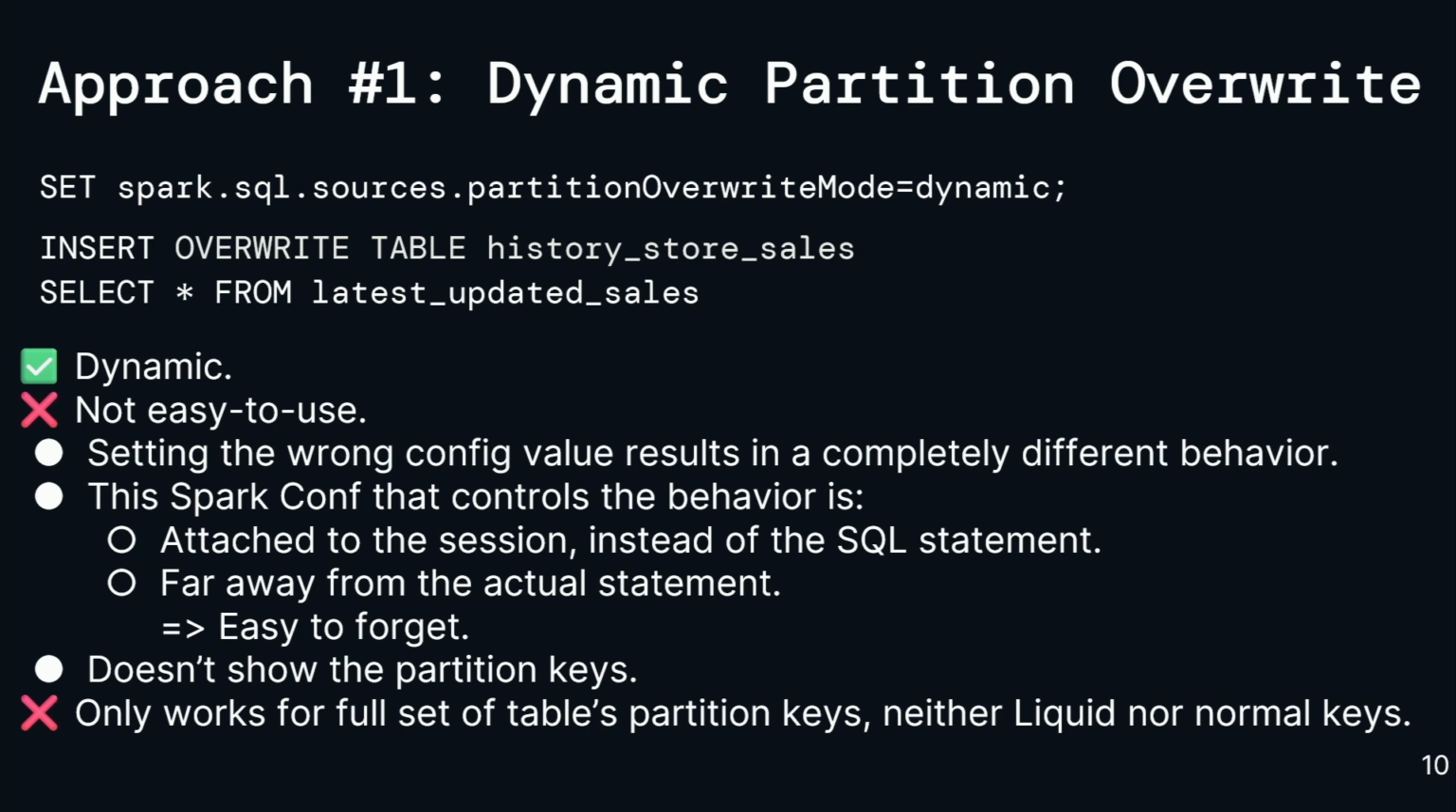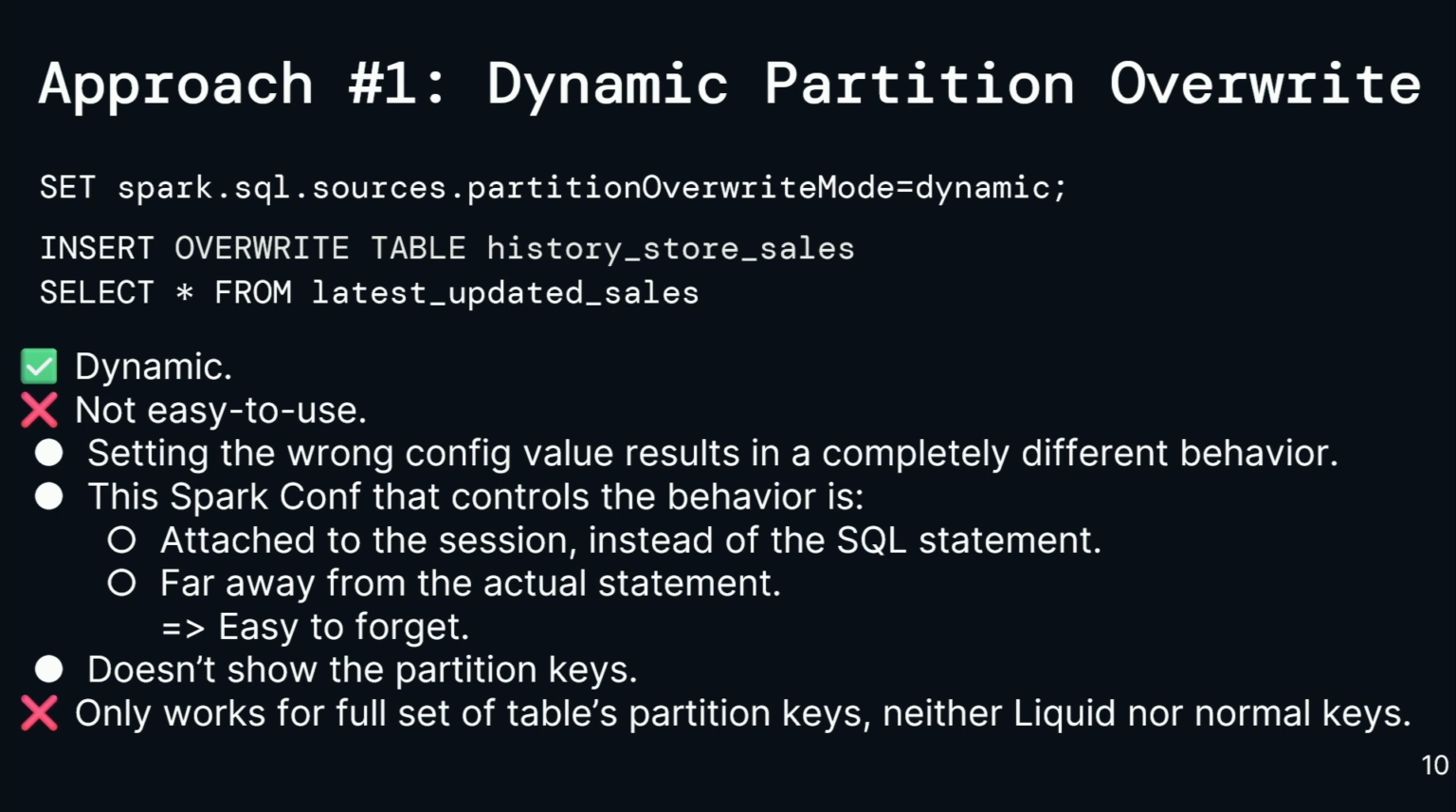Approach number 1, some of you might know already, is dynamic partition overwrite that was introduced in Spark a few years ago. The solution is dynamic, but it's not really easy to use. This Spark config at the top, spark.sql.sources.partitionOverwriteMode: if you set it to static, then it overwrites the whole table. But if you set it to dynamic, then it only touches the latest change date partition.